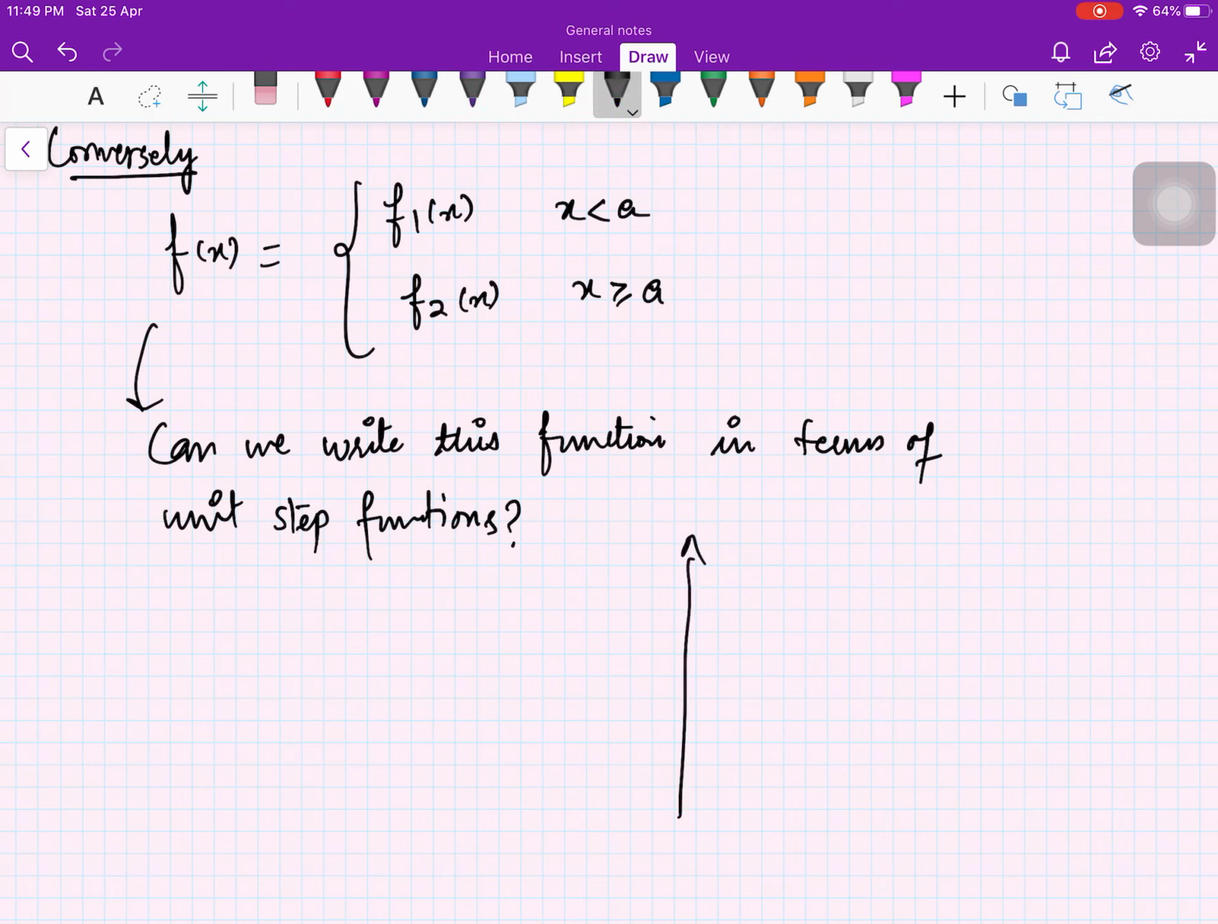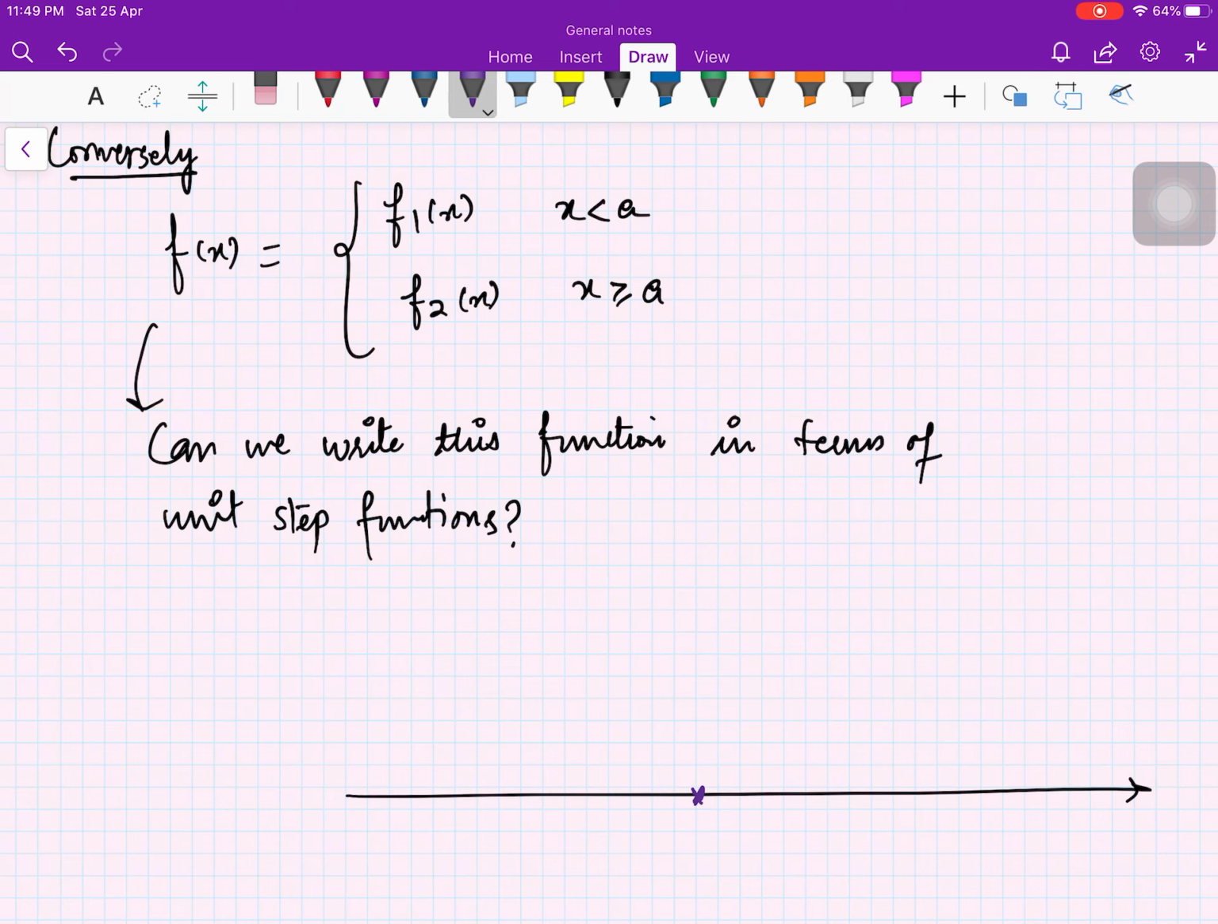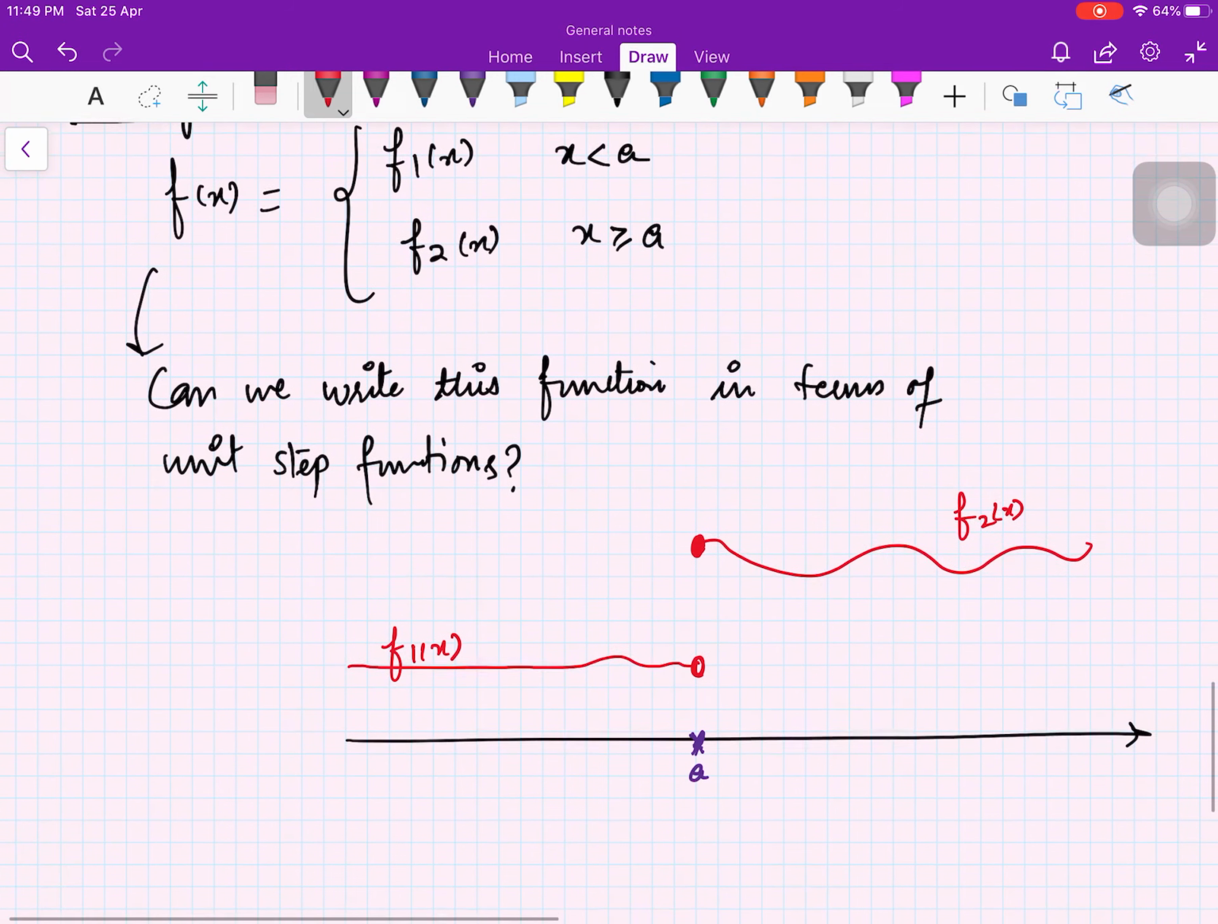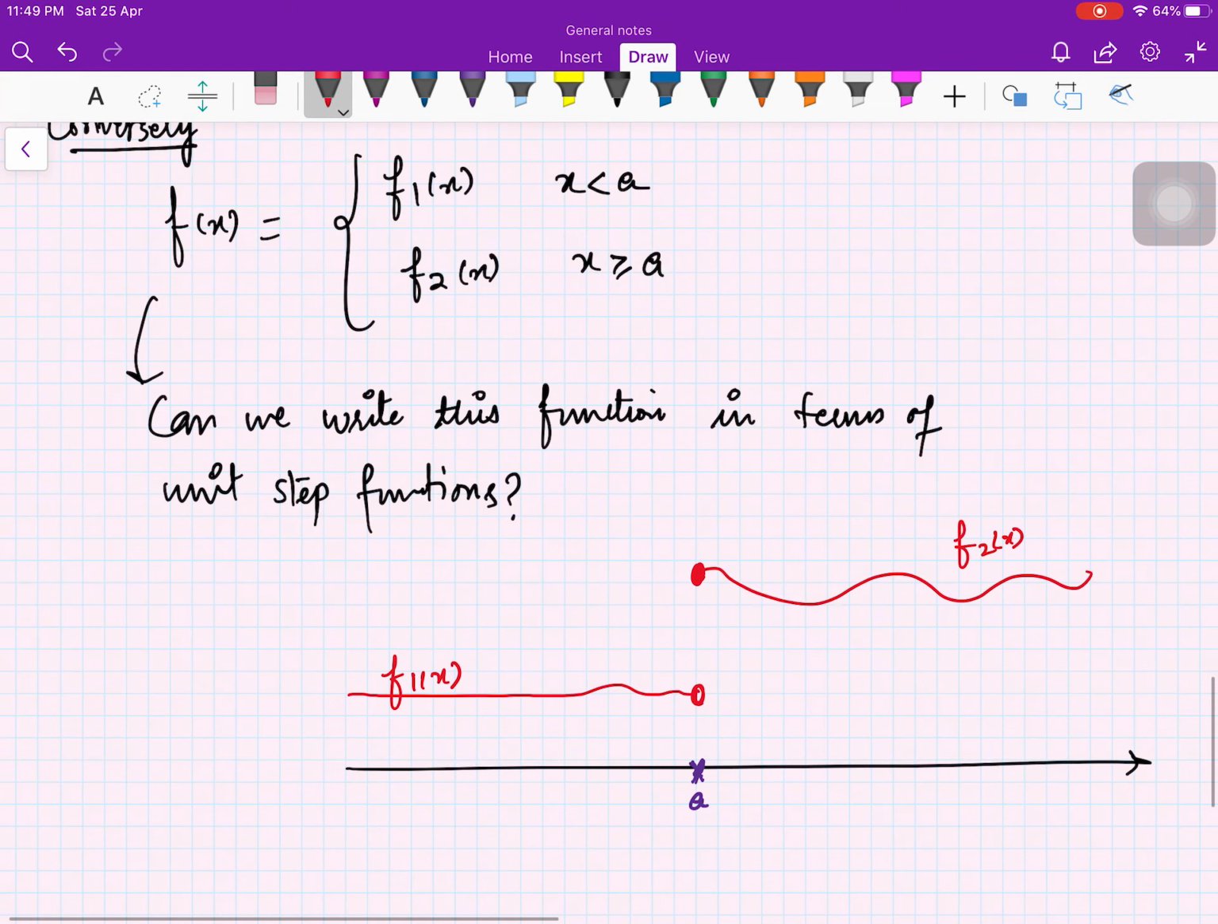Let us draw the graph first, then we will have an idea. This is my point a here, right? My function on the left side of a is f1(x), some graph, this is not constant, so this is f1(x), and on the right hand side of a, it is f2(x). So this is what I have. Fine. Okay, now I want to write it in terms of unit step function.